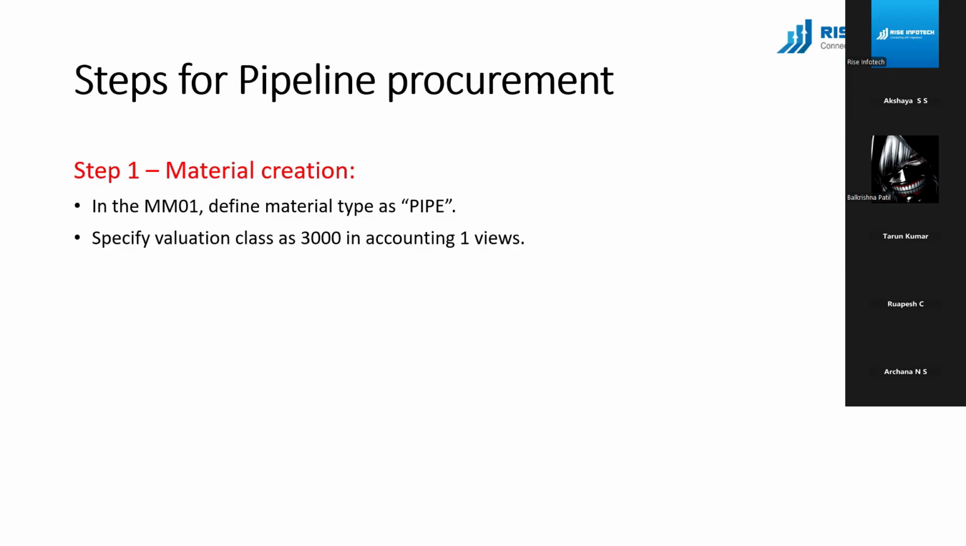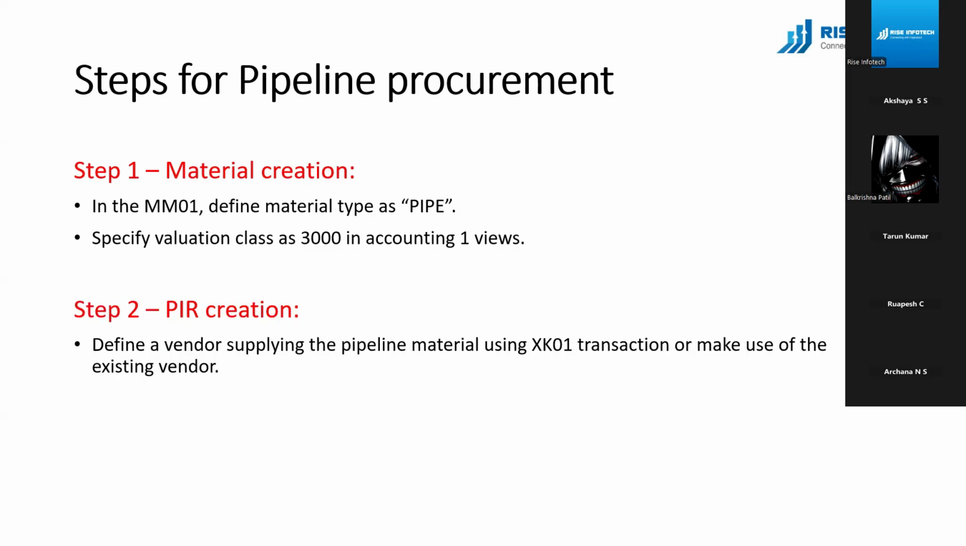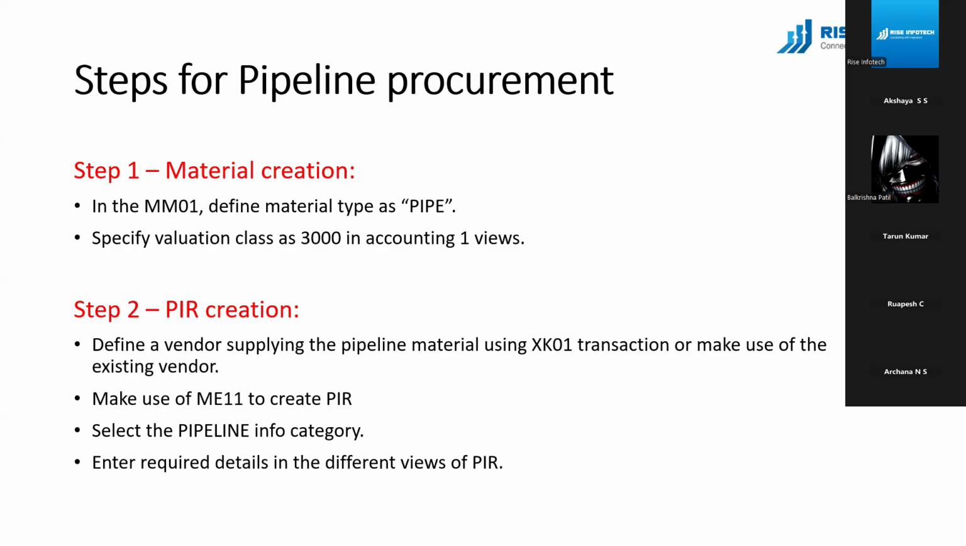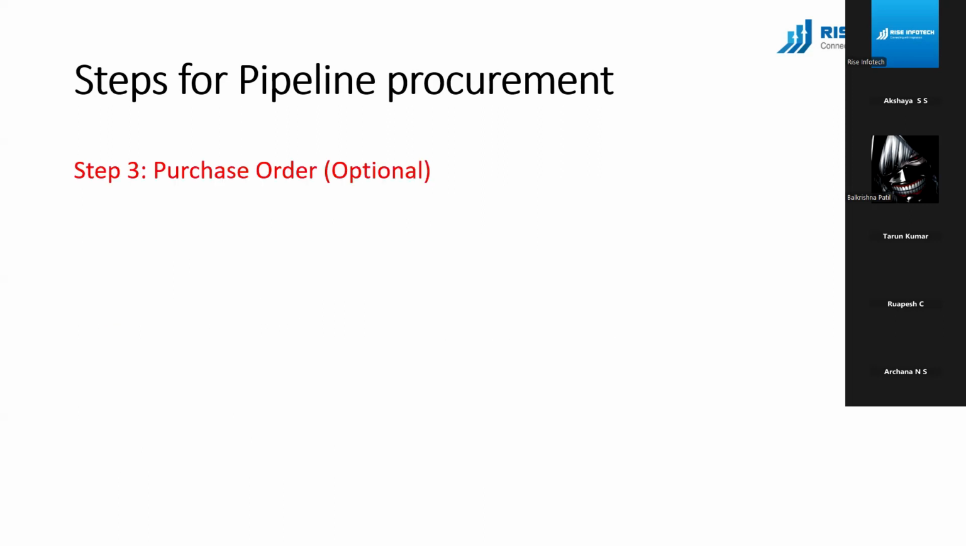The valuation class has to be 3000. Next step is PIR creation. If we already have a vendor, good enough; if not, then we can make use of XK01. Create PIR, select the pipeline info category, which is a mandatory thing in order to create a PIR with regard to pipeline. And for the remaining views, we have to fill in all the required details and go ahead with it.